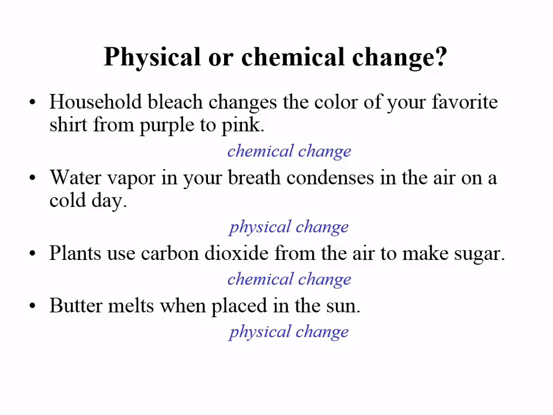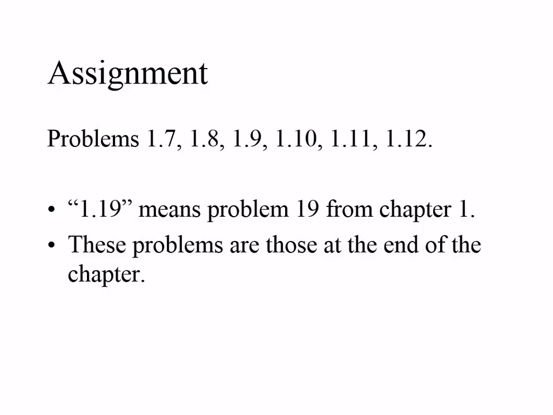The next one, water condensing. Basically water vapor, when it reaches cold air, comes out of its vapor phase and liquefies. So that is an example of physical change. Plants using carbon dioxide to make sugar during photosynthesis is a chemical change. The last one is a physical change because it's a phase change. Okay, so let's take a look at these.